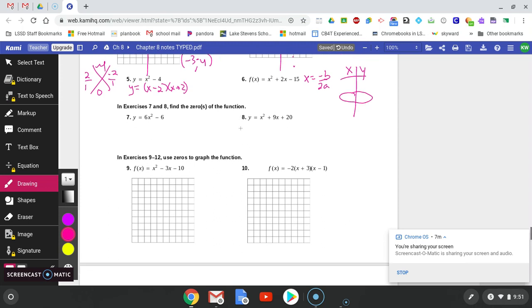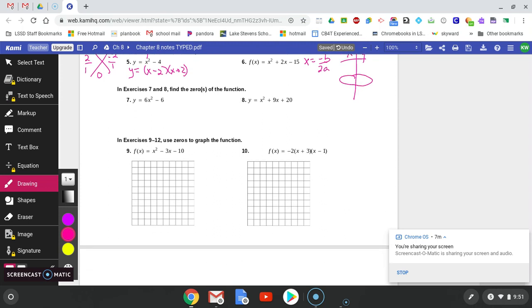All right, so if it says to find the zeros of the function, guess what? We're just tying it back in. We're doing the exact same thing. So start by factoring it. So they have a GCF that I can factor out, and now it's the difference of 2 perfect squares.